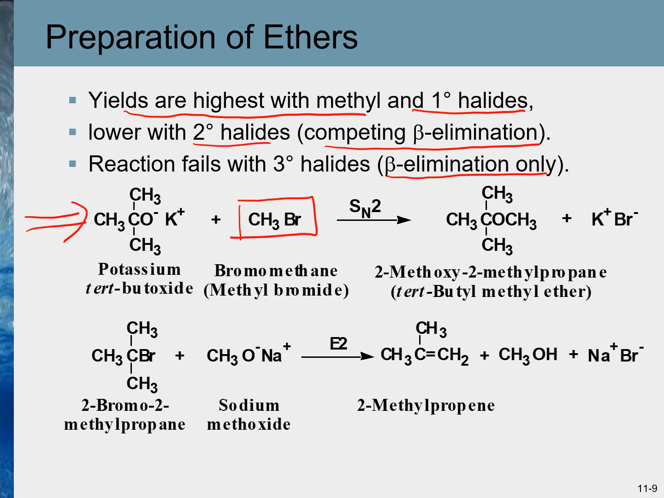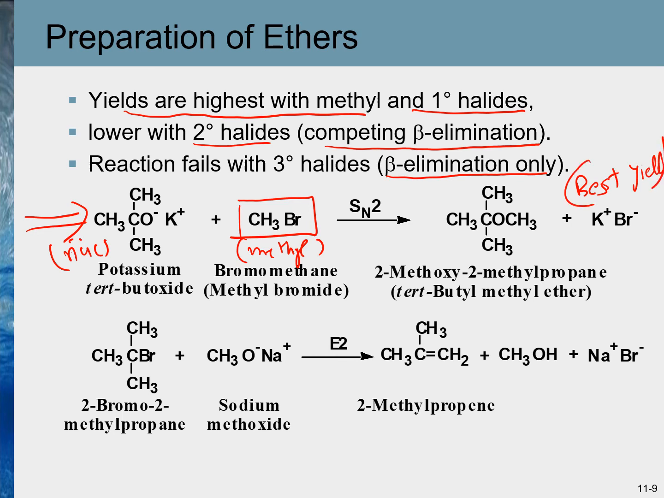For example, in this case, our substrate is methyl, and methyl is the best substrate we can use, and the alkoxide ion or nucleophile can be a tertiary or it can be a bulky, so that's okay. So this is our nucleophile. So in this case, the yields are best, so highest yield, so best yield possible.